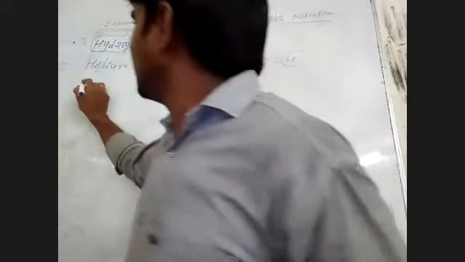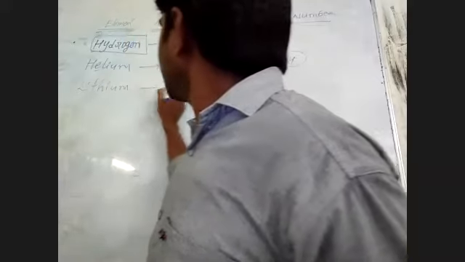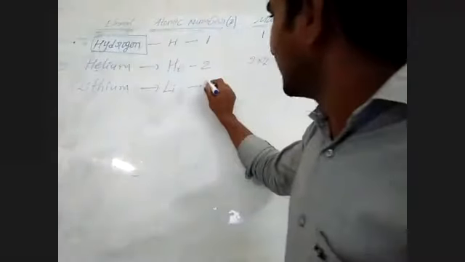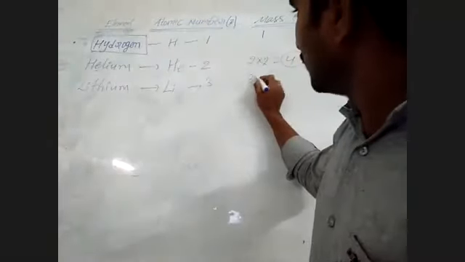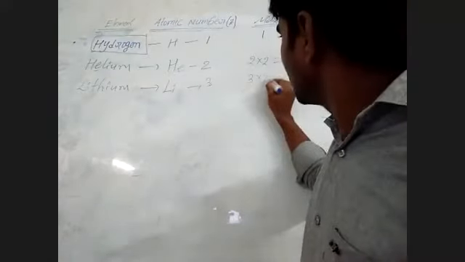Next, lithium, Li. The atomic number of lithium is 3. What is the mass number here? Here the atomic number 3 is an odd number, so 3 into 2 plus 1.